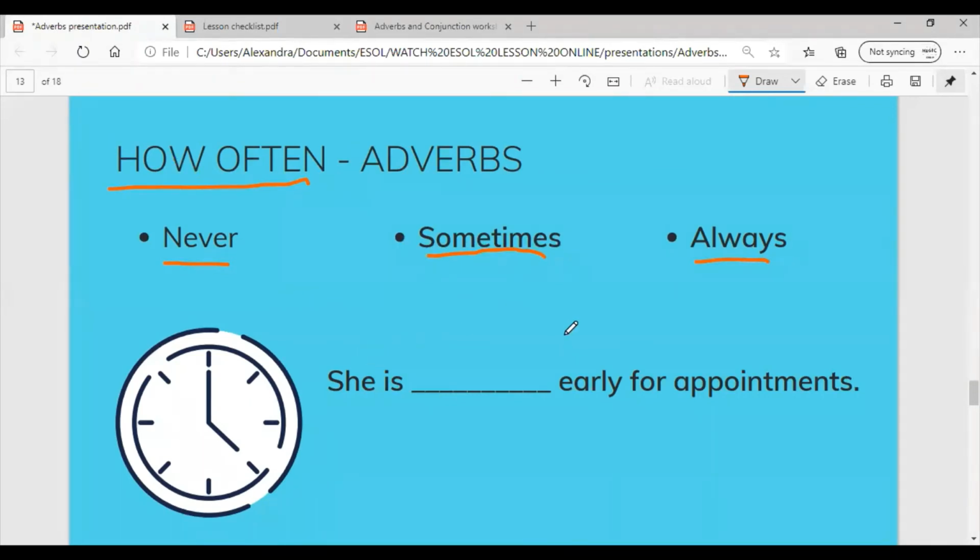So here we've got she is early for appointments. So you could write she is never early for appointments. You could write she's sometimes early for appointments, or you could write she is always early for appointments. So it's always good to be very consistent and reliable. Always means you're always early, sometimes means you sometimes are early, and never means you're always late. So these adverbs are all interchangeable, and depending on your sentence meaning, you would use the right one to explain the action, being early.